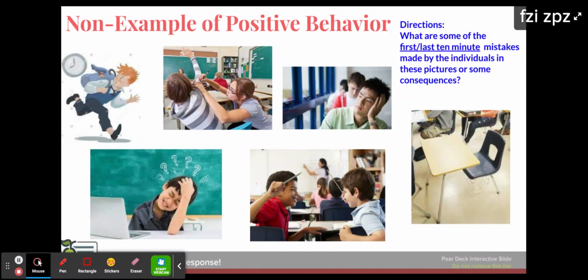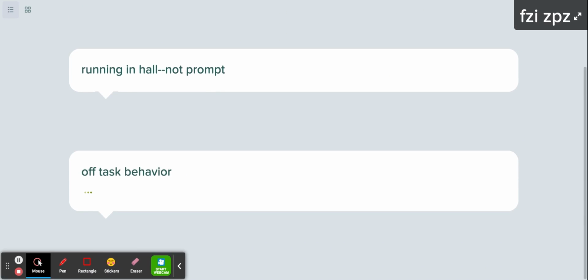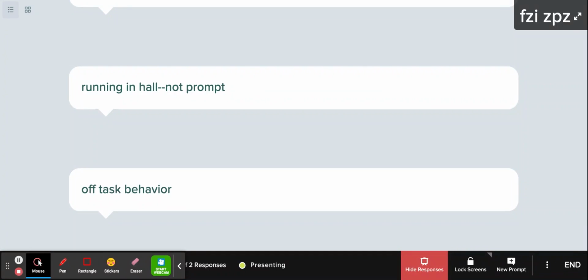A non-example of positive behavior. So what are some of the first and last 10-minute mistakes made by the individuals in these pictures, or some consequences? So take a minute and write your response. Look at these pictures and what do you see are some mistakes that these students are making? Boy, oh boy, do I see a lot. Goofing off and leaving early. Yep. Running in hall. Yep. Off-task behavior. Great job, guys.